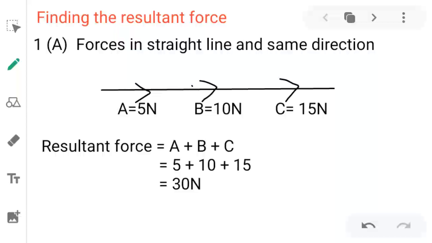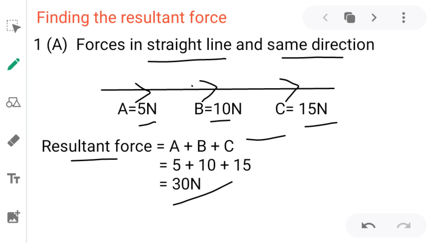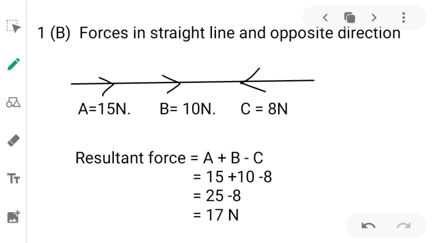The first case I am taking is force in a straight line in the same direction. The forces A, B and C, three forces, are in a straight line and in the same direction. Then their resultant force will be just their addition, A plus B plus C. A is 5 Newton, B is 10 and C is 15. Totally it is 30 Newton. As all the forces are in the same direction, the resultant force is also in that direction only. So next I will take case B, forces in a straight line and opposite direction.